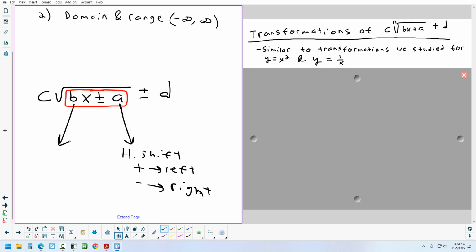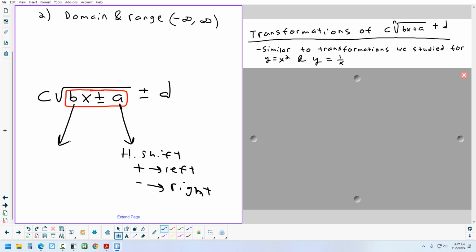It's still in the radicand, so it's going to have something in common with the other one that we just did. But now it's multiplication instead of addition or subtraction. So what do you think B is going to do? Stretch. And what kind of stretch? Because it's still on the inside. Vertical. No, it's going to be horizontal because it's still on the inside. Anything that's in the red box is horizontal.